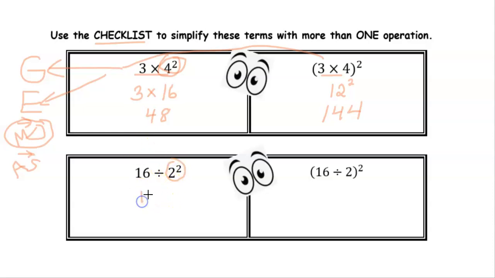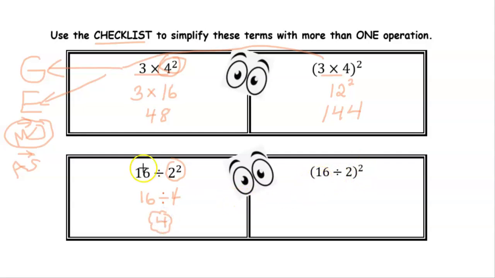And because we're not going left to right, we're not going to do 16 divided by 2. We're using our checklist when there's 2 operations. It's 16 divided by 4. Okay, so now we're good. What is 16 divided by 4? It's 4. So this yields the number 4, gives us the answer 4.